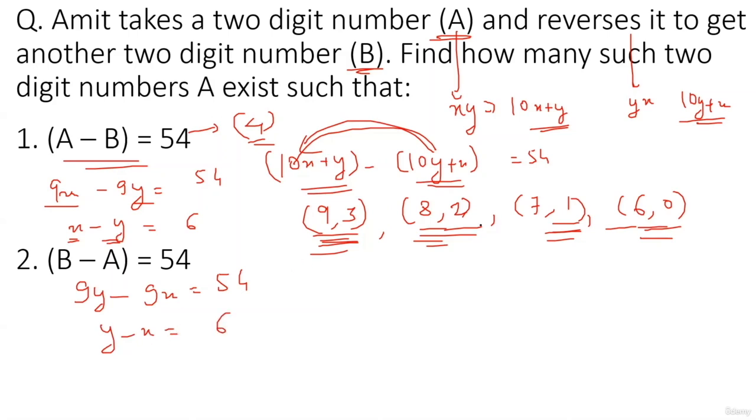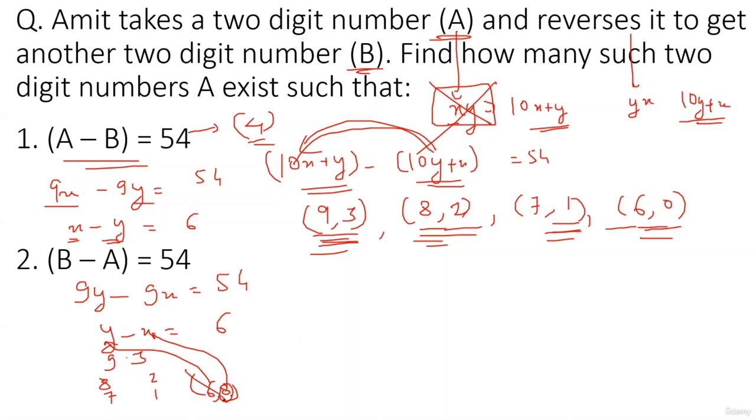Now guys, mathematically we found 4 possible values, right? 9, 3, 8, 2, 7, 1, and the last value we found is 6 and 0. But there is a small problem with 6, 0 here, guys. 6, 0 में problem ये है, if you take y as 6 and x as 0, we took xy as a two-digit number to begin with, right? So अगर यहाँ पे x की value 0 आती है, it is no more a two-digit number, right?